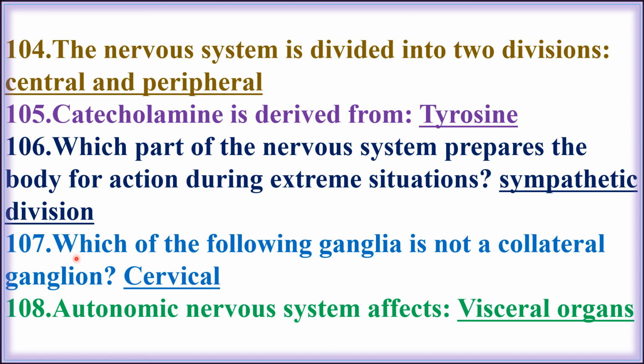Next, which of the following ganglia is not a collateral ganglia? That is cervical. Next, autonomic nervous system affects visceral organs.